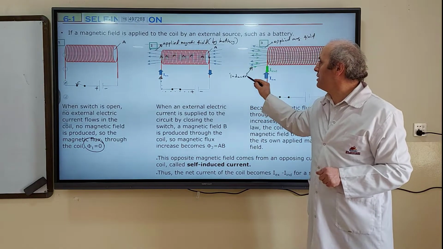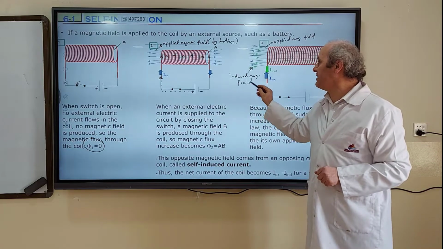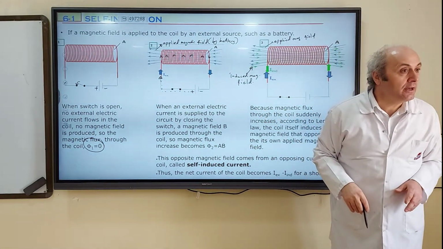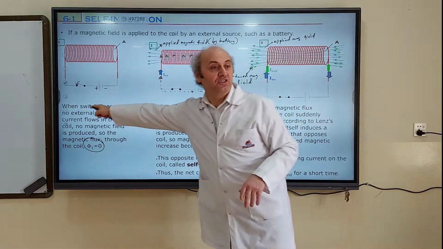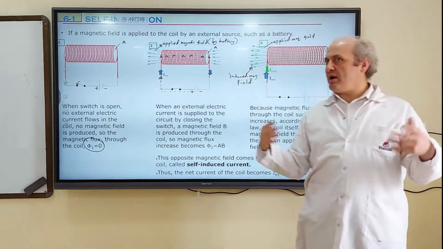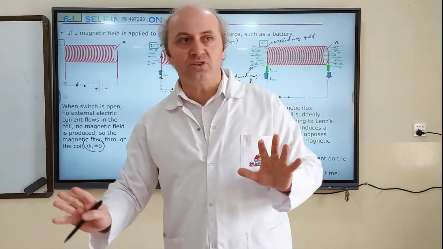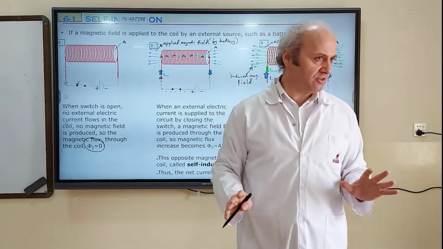Green lines are representing the induced magnetic field. Now, why are they in opposite directions? Because the applied magnetic field is increasing from 0 to a maximum value. If the applied magnetic field increases, Lenz's law says that the coil will react to this increase. How can it react to this increase?